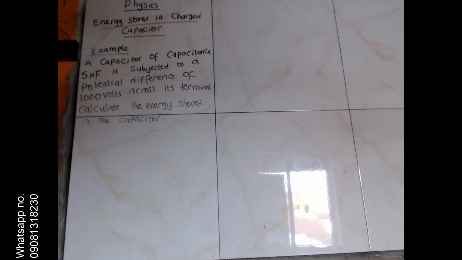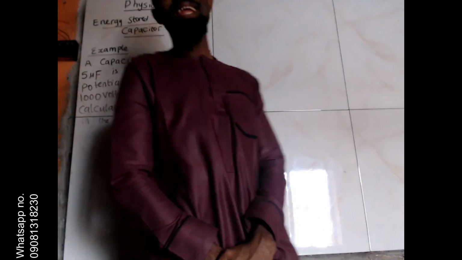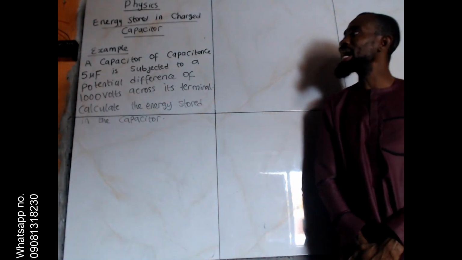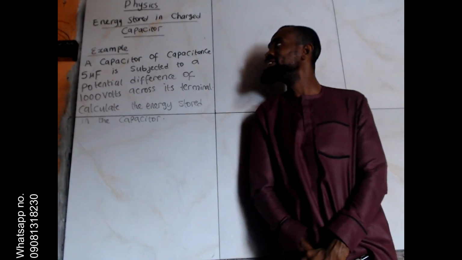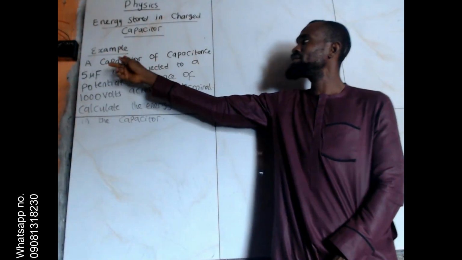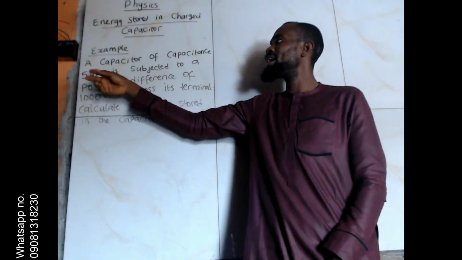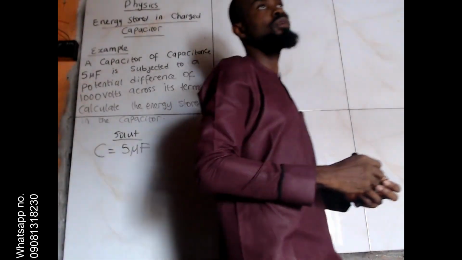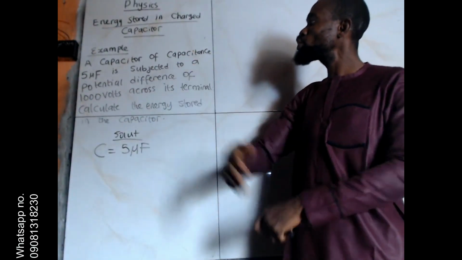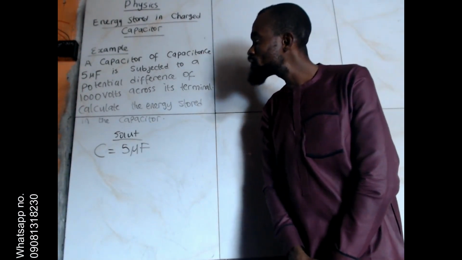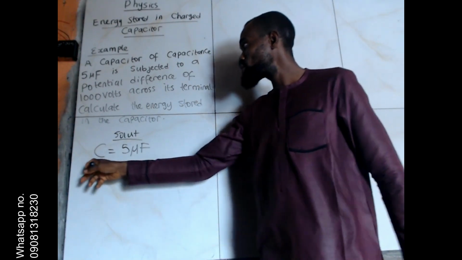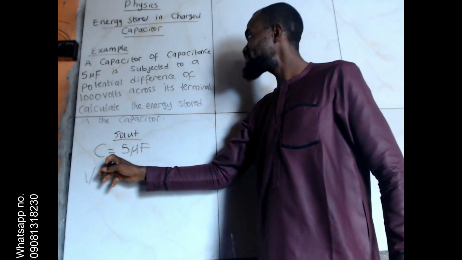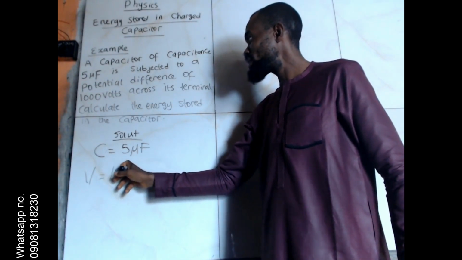Now here on the board is a question under calculating the energy stored in a charged capacitor. It goes this way: say a capacitor of capacitance 5 microfarad. Let's quickly pick out the parameters. The capacitance is given as 5 microfarad. It says it is subjected to a potential difference of 1000 volts. That is to say, the potential difference is 1000 volts.